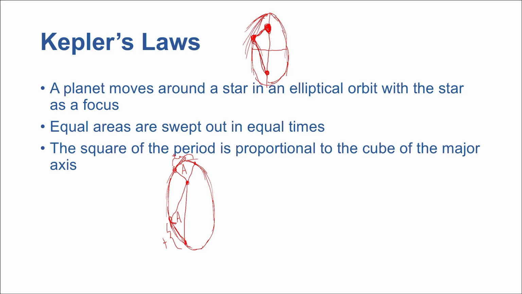Now, finally, the third law is that the square of the period is proportional to the cube of the major axis. So if I know the major axis value, we'll call that value r, and I know the period T, then T squared is proportional to r cubed. And that's the third law of Kepler.